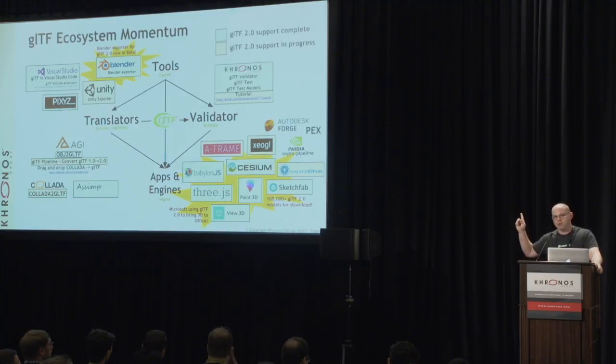If you look to the top right here, some things that I think are really important is we have a good validator. So this will help you if you're writing an exporter, know you're exporting glTF correctly. If you're writing a loader and you think you have a bug, make sure that you validate the model first to see which side of the pipeline it's on. Great set of test models as well, and a lot of them will have kind of debug information.